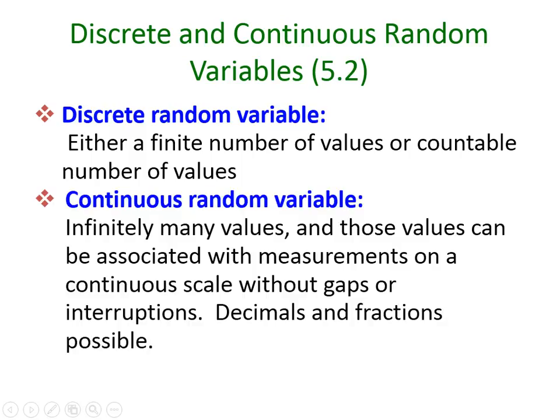Continuous random variables means there are infinitely many values, and those values can be associated with measurements on a continuous scale without gaps or interruptions. That's when we had the decimals and fractions. Right now, we are focusing only on discrete random variables in this chapter. We'll worry about the continuous ones later. With discrete random values, you have 10 bottles of water in the vending machine, or 11, or 12, or 35, but you're not having fractions and decimals. They're not going to fit half a water bottle in the vending machine. So you're having discrete values, not that continuous scale yet.